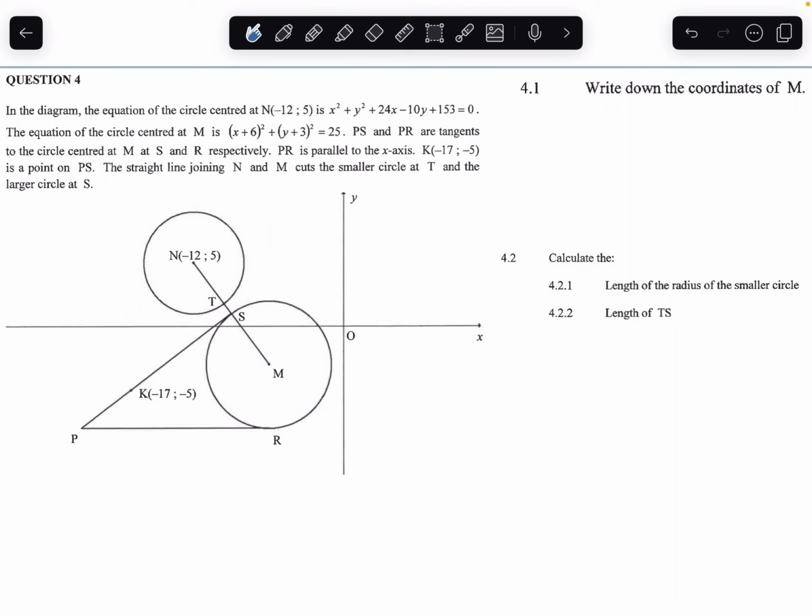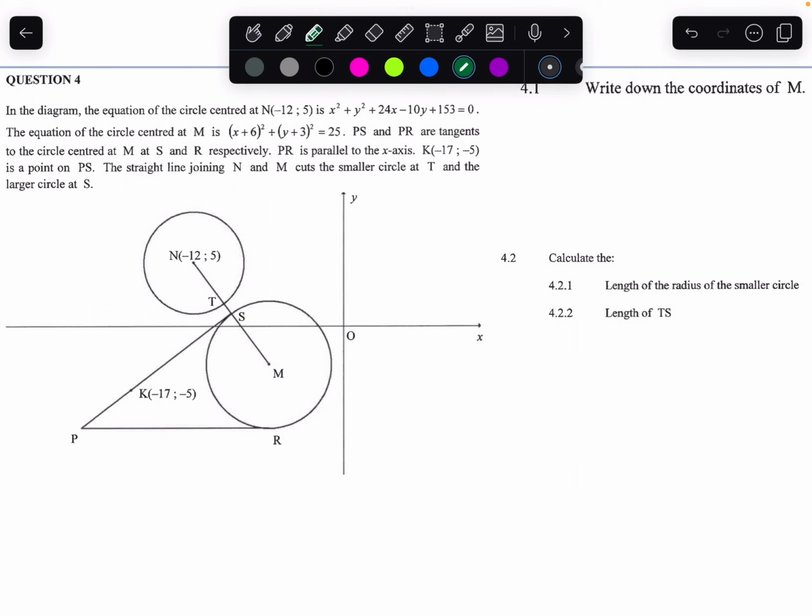Okay, cool. The equation of the circle centered at M is (x plus 6) squared plus (y plus 3) squared is equal to 25. PS and PR are tangents to the circle centered at M, at S and R respectively. Okay, that was confusing. So PS and PR are tangents to the circle that is centered at M, and they are tangents at the points S and R respectively. Right, PR is parallel to the x-axis.